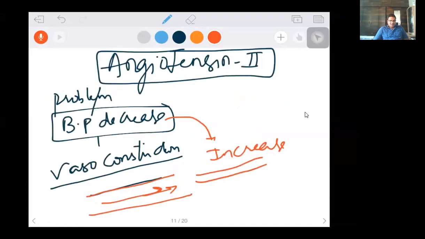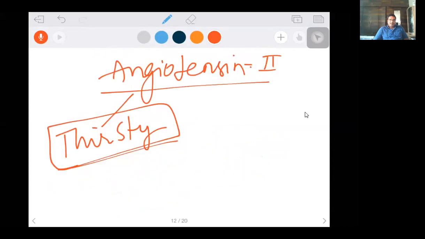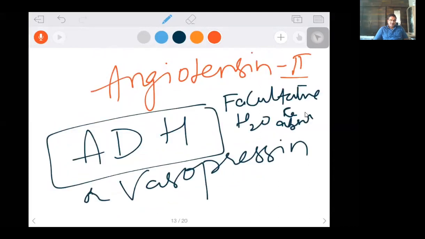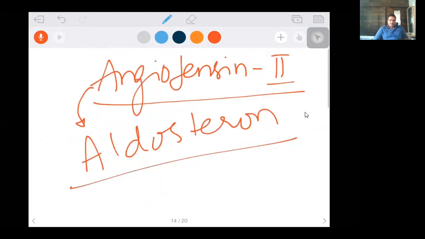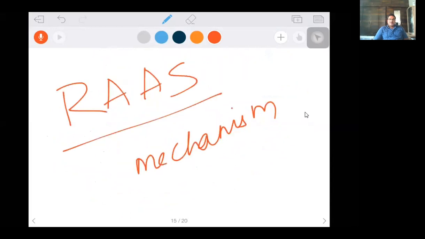So what does angiotensin do? The problem is that blood pressure is decreased due to such a condition. Angiotensin helps in constriction, reducing the blood vessel size, which makes the pressure increase and creates the thirsty situation. It stimulates the secretion of ADH or vasopressin for the facultative water reabsorption in the distal convoluted tubule. Then it stimulates aldosterone for more absorption of salts, and more absorption of salts promotes more absorption of water, which we learned in counterflow. This is called the RAAS mechanism.